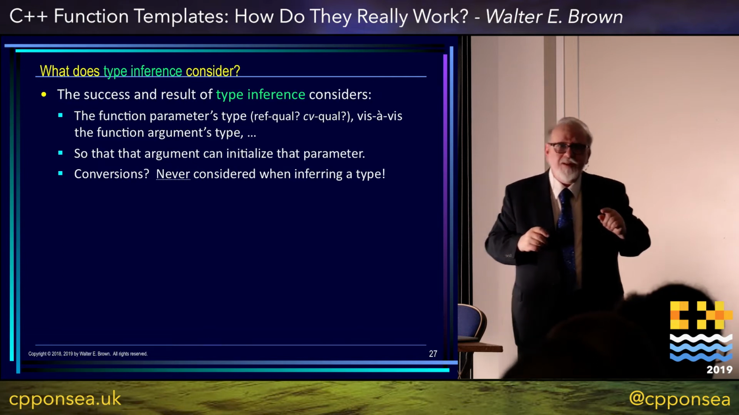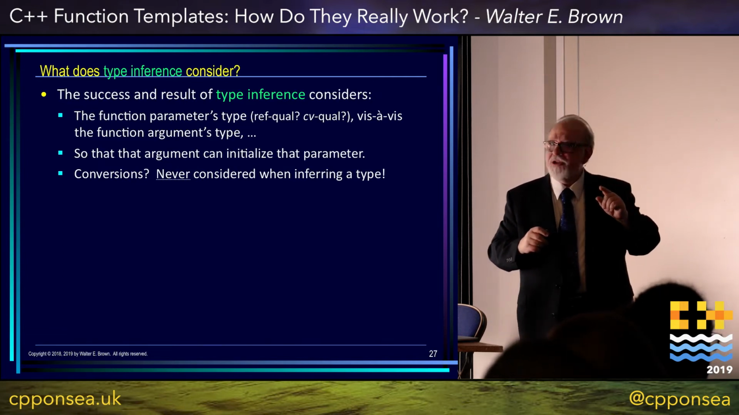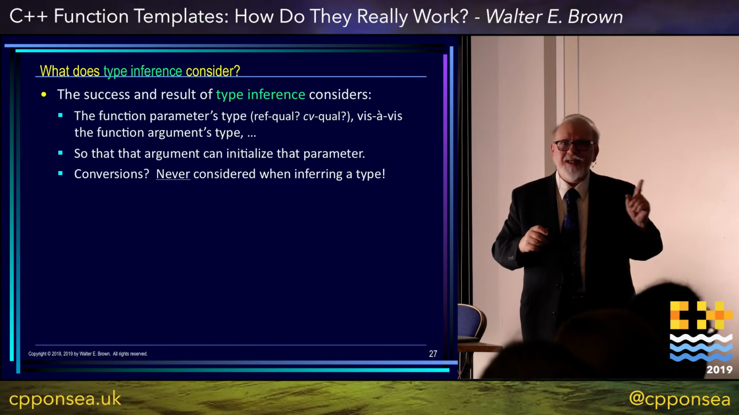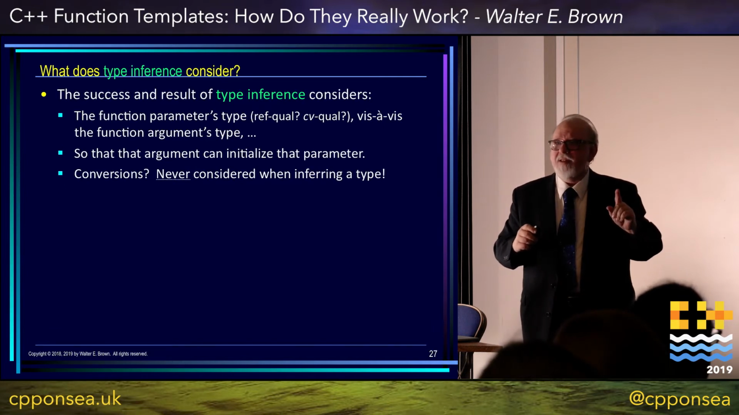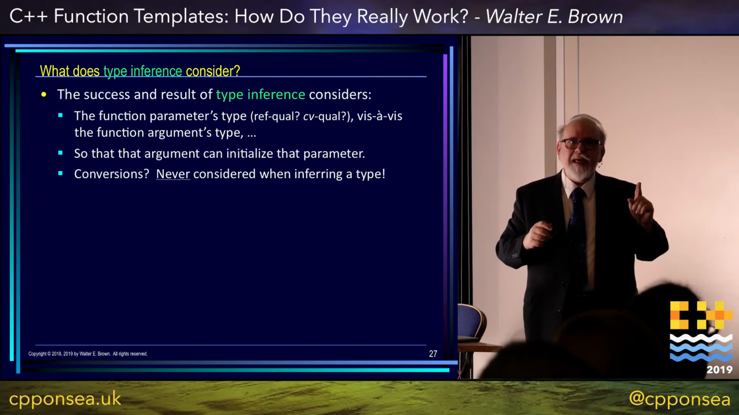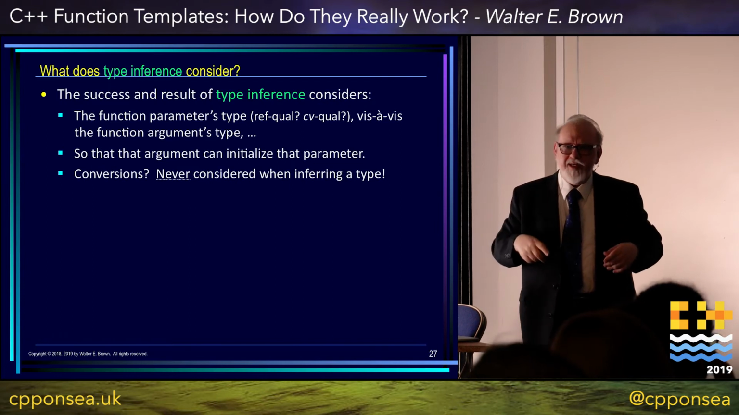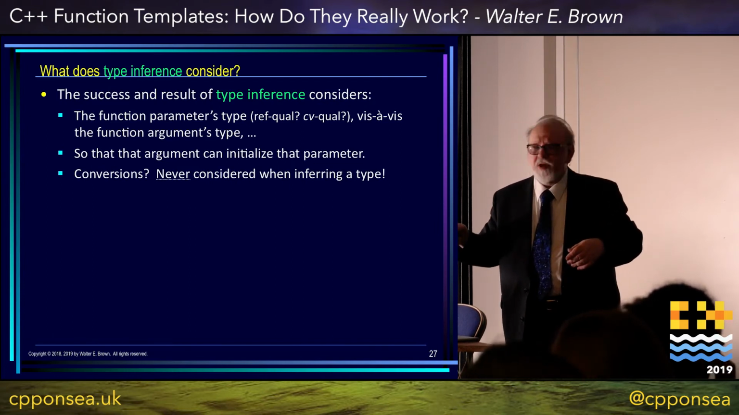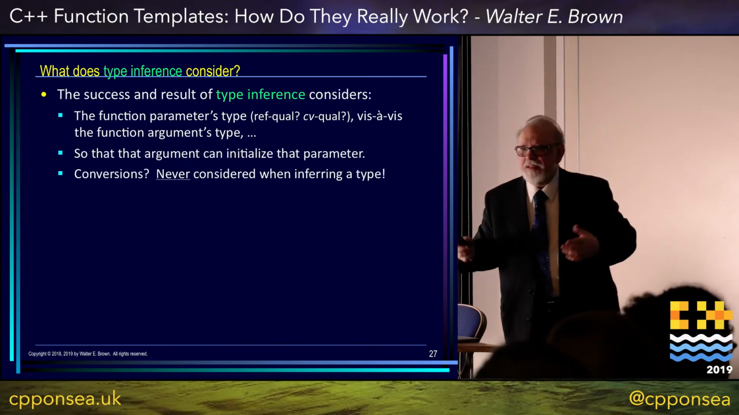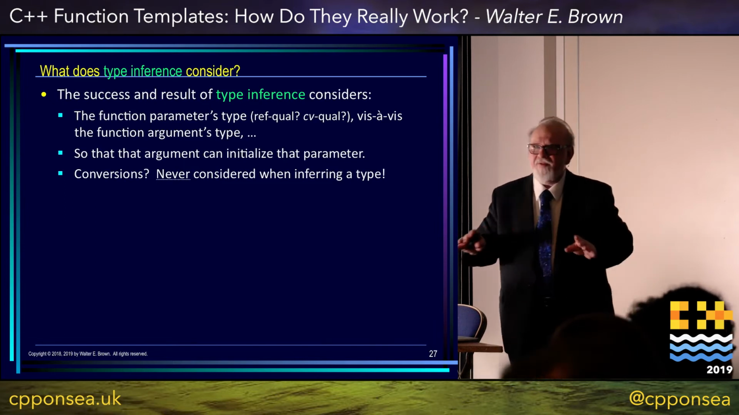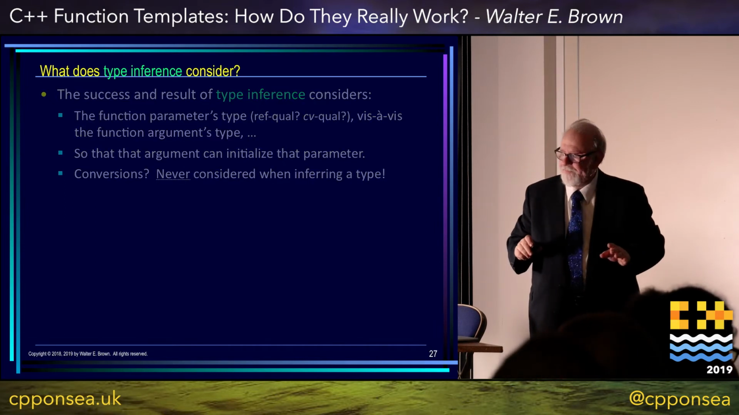It's important that you understand conversions do not enter into type inference. Imagine trying to figure out a type and suddenly realize it can convert itself to anything else. You know, you're at int. Oh, you can turn into a double too? Oh, you can turn into a string? You can forget about conversions. It's not a factor here. Just not at all.